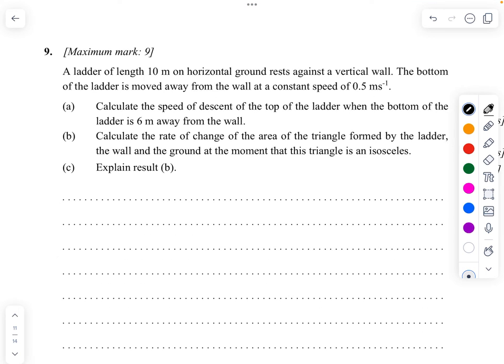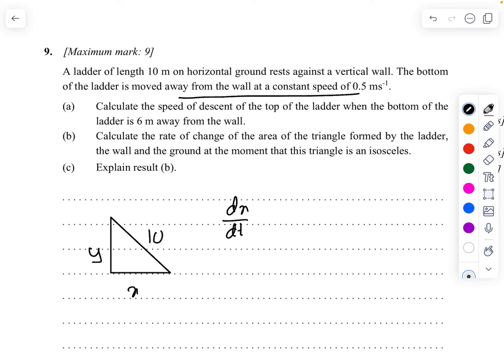Question number 9. Again, a ladder of 10 meters is against a wall, and the bottom of the ladder moves with dx/dt = 0.5. Calculate the speed of the descent of the top, dy/dt = ?, when the ladder is 6 meters away, x = 6.